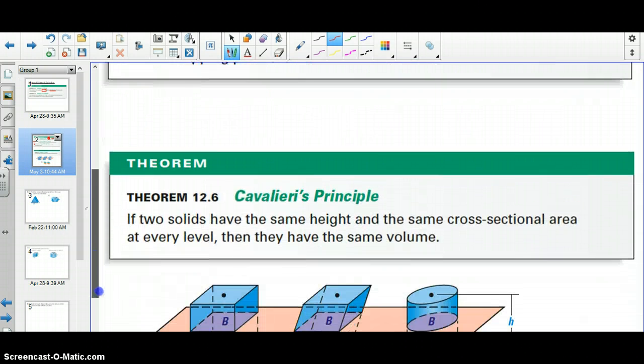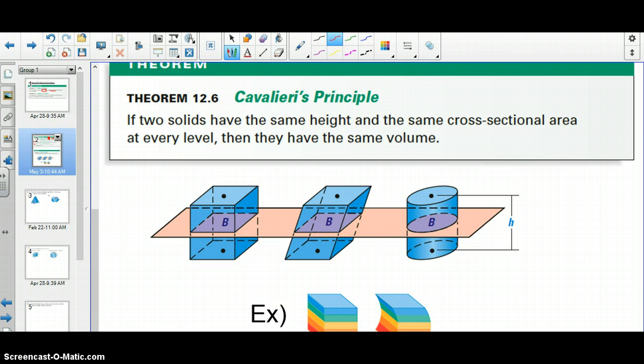And then one more thing, this is a principle that we'll look at an example of in a second. If two solids have the same height and the same cross-sectional area, so if I took a cross-section and cut a slice of each of these shapes, and I found that the area in each of those slices were the same, and the heights were all the same, then Cavalieri's principle says that the volumes are the same. So we'll do an example that has to do with this scenario at the end.